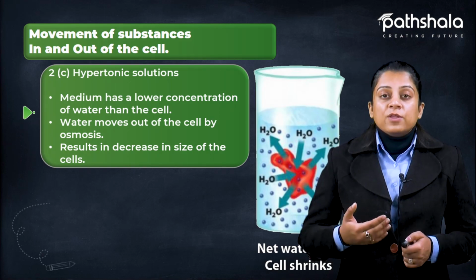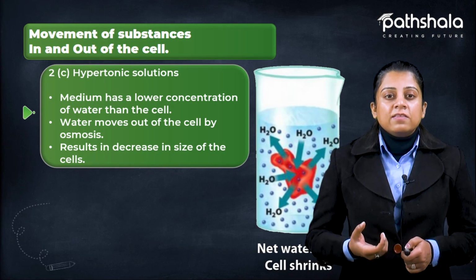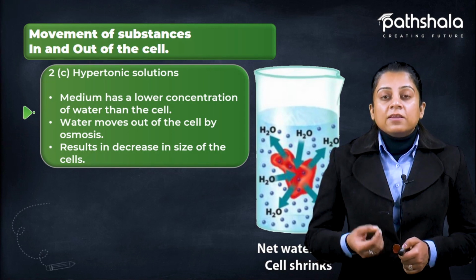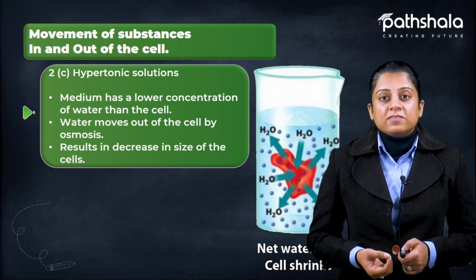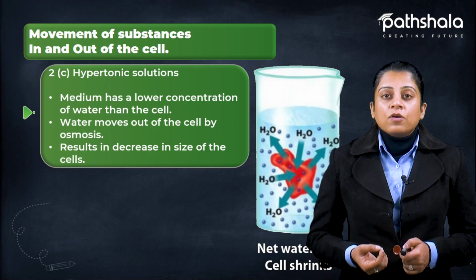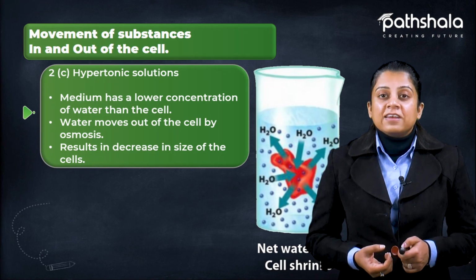As a result, when the water moves out of the cell, it results in a decrease in the size of the cells. And this condition in plant cells is known as plasmolysed cells. And if we talk about animal cells, then this condition is known as the crenated condition.